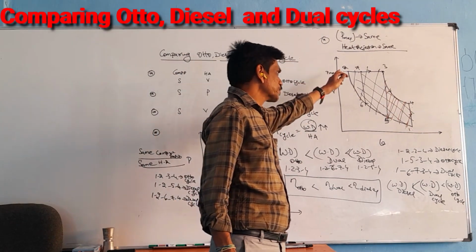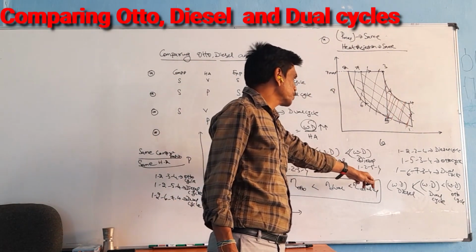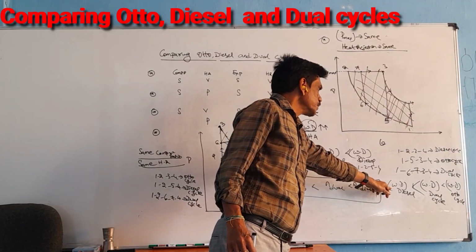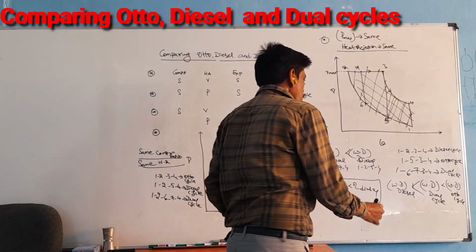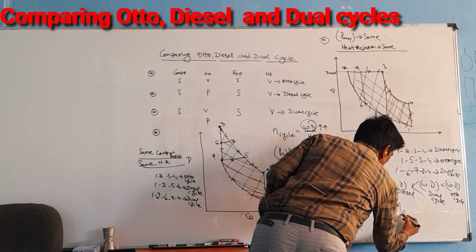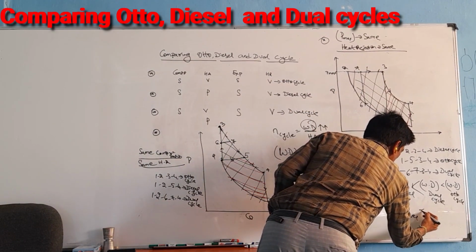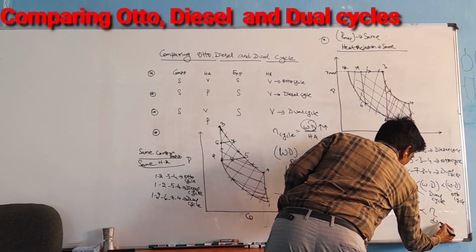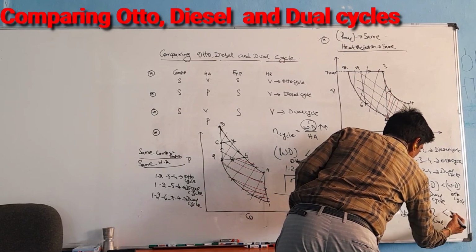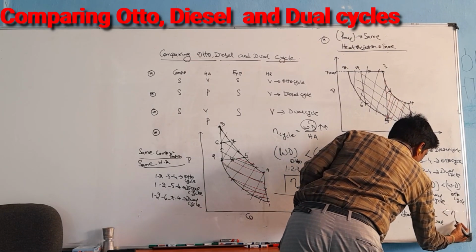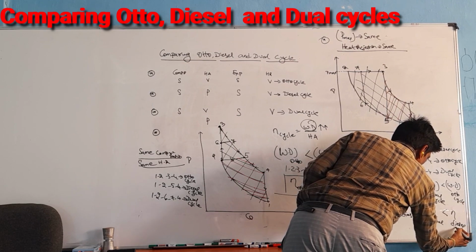So for this condition, which cycle is more efficient? Diesel cycle. The diesel cycle work done is more. Therefore, the efficiency of the diesel cycle is greater than the efficiency of the dual cycle, followed by the efficiency of the Otto cycle.